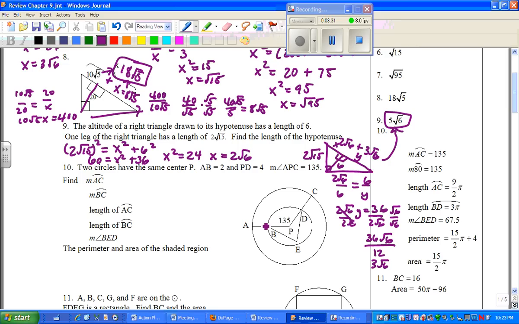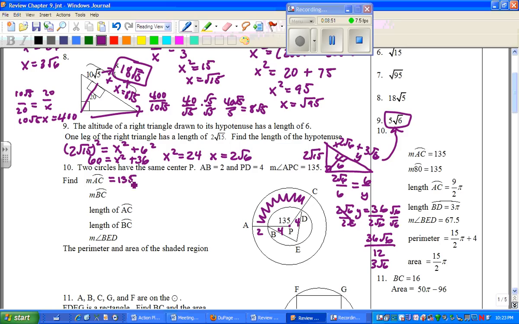Here are the two circles. We're looking for this shaded region right in here. Two circles have the same center P. AB is 2, PD is 4. So that means the whole big radius is 6. We got the angle of 135. Find the measure of arc.